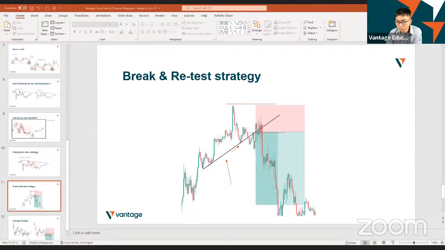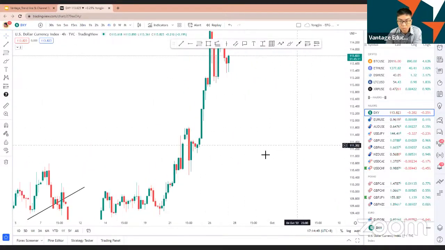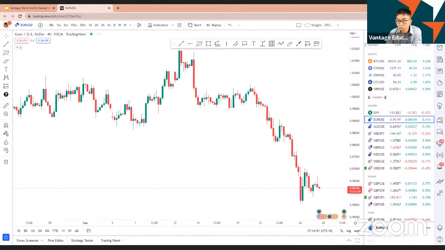Okay, so let's go on to the live chart regarding the break and retest strategy. Let us see whether we can find any of those recently. Okay. So let's take a look on euro dollar.